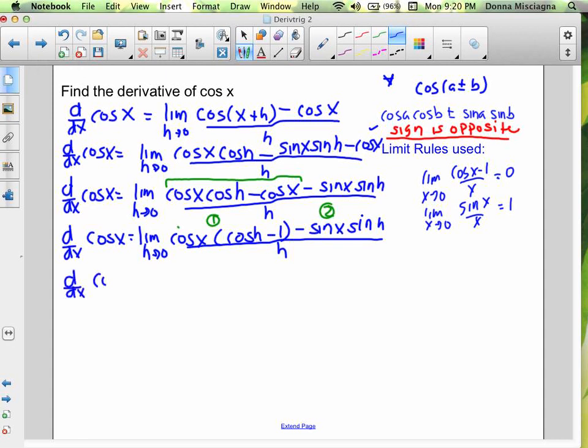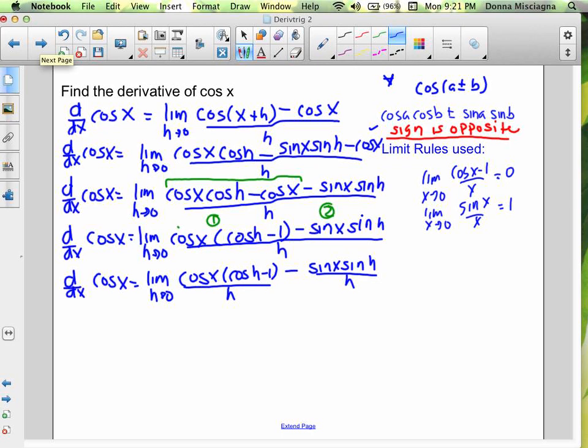So we have taken the derivative of cosine x, that equals the limit as h approaches 0. All right, so now we've got cosine x times cosine h minus 1 all over h, because everyone's got to get an h here, right? Because I have a sum or a difference. If I want to rewrite this as two fractions, everybody gets an h. It's going to be different for a product, but for sum or difference, everybody gets an h. And then minus sine x sine h all over h.